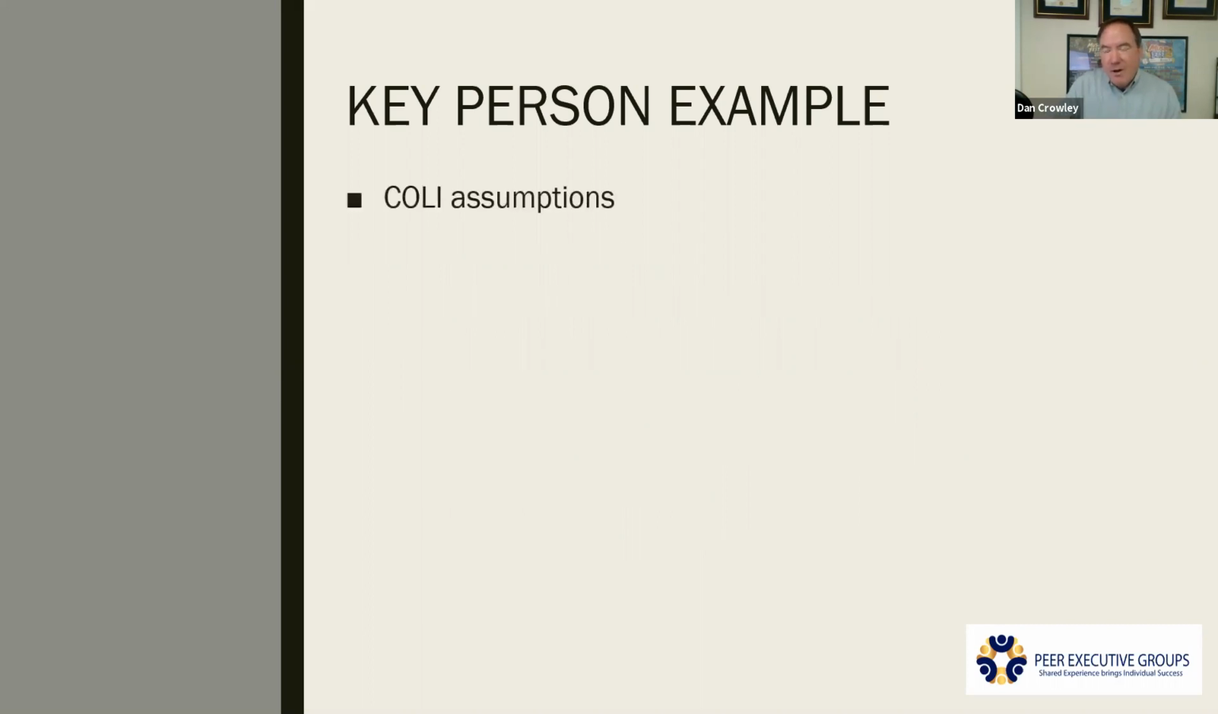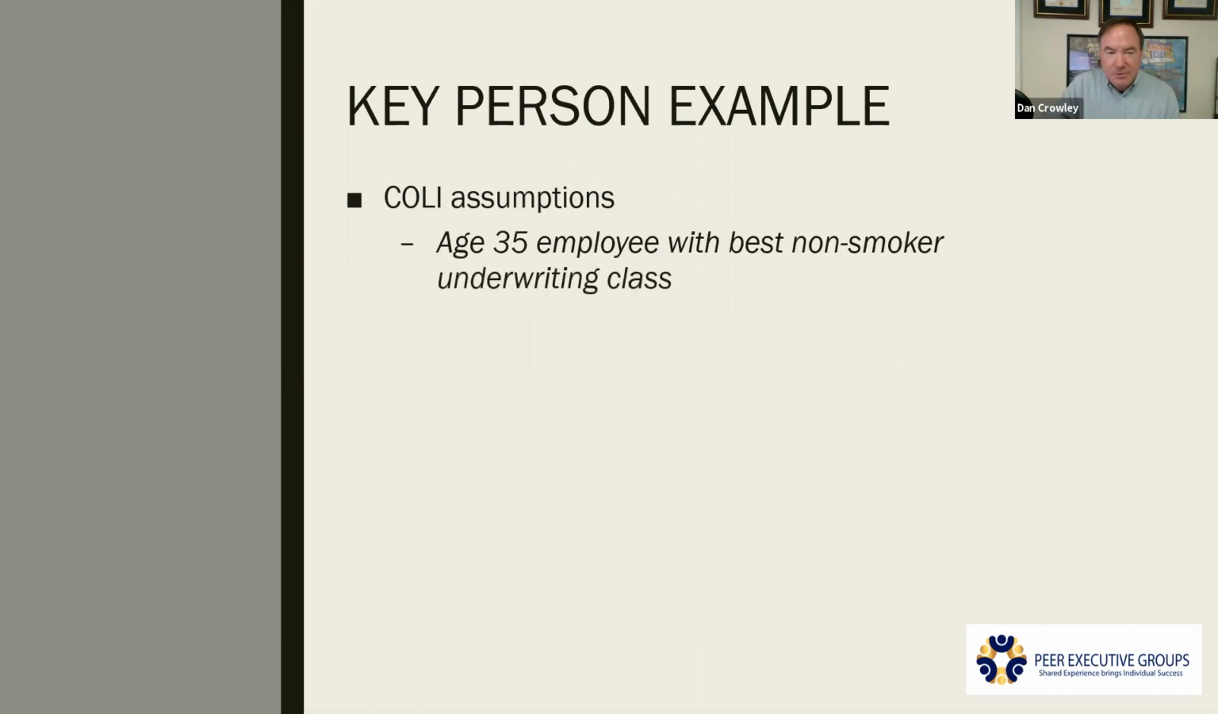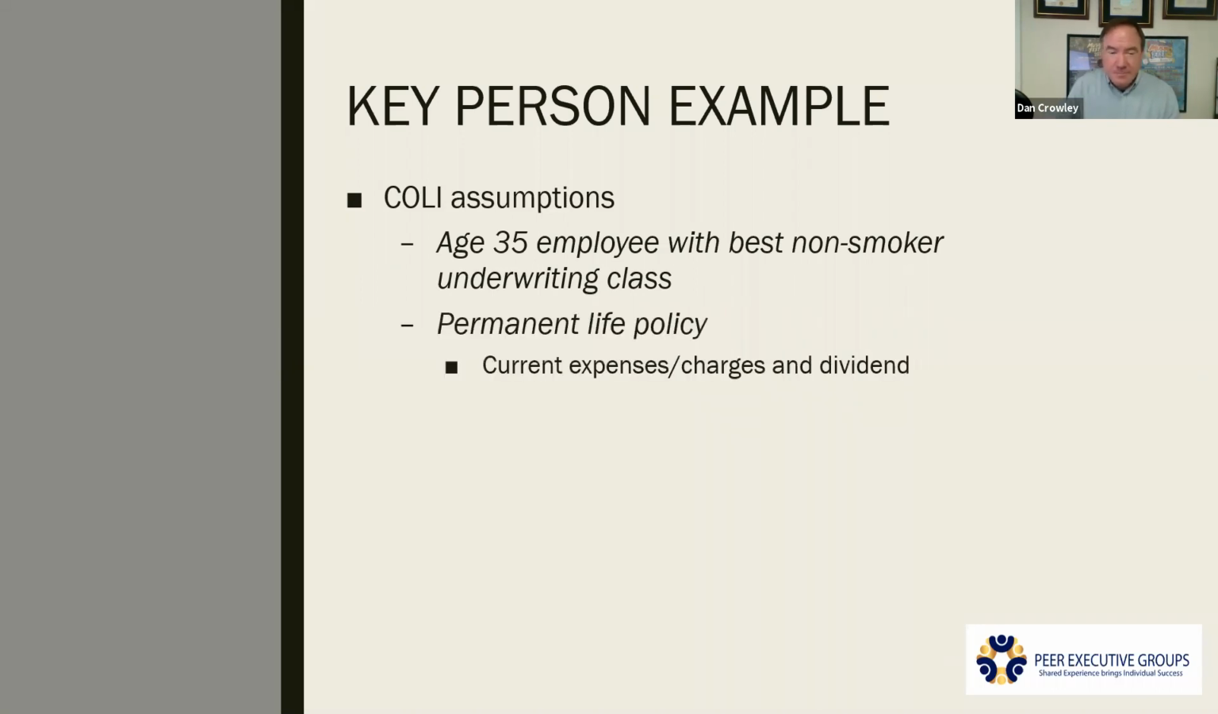So that's the design. Now let's talk about how we're going to fund it. Let's talk about the insurance side. The assumption is Suzanne's age 35. We're going to do one insurance policy on Suzanne, and she's also a non-smoker and she's pretty healthy, so we're expecting to get pretty good underwriting recognition. We're going to choose to use a permanent life policy.